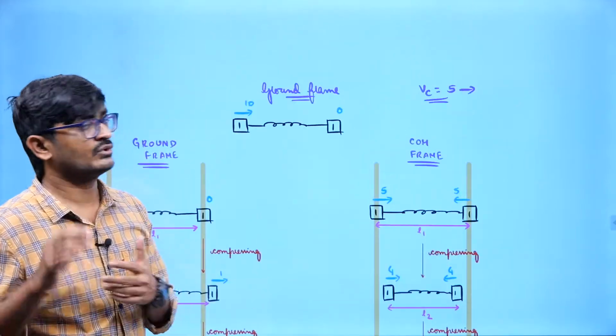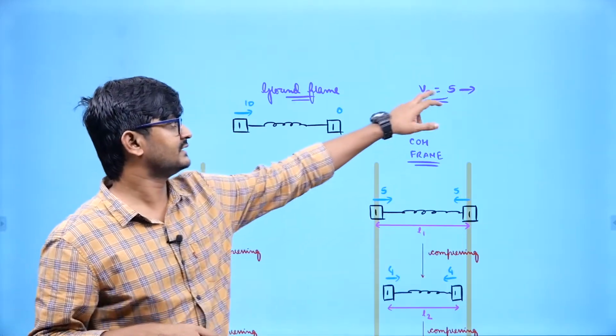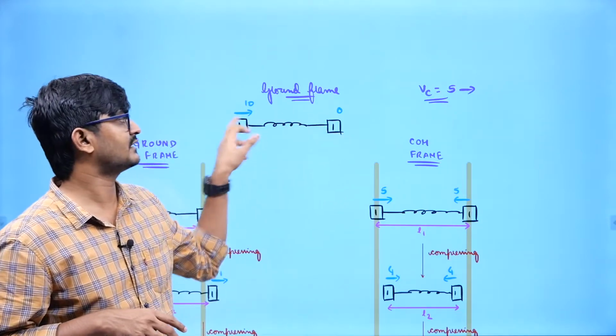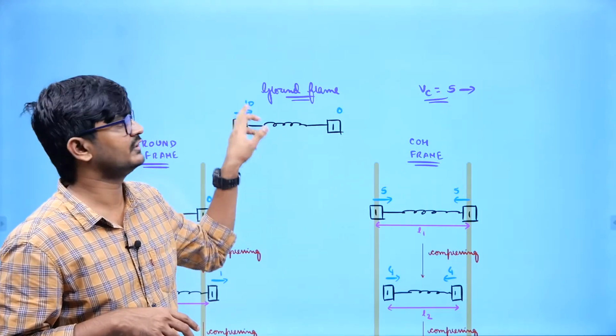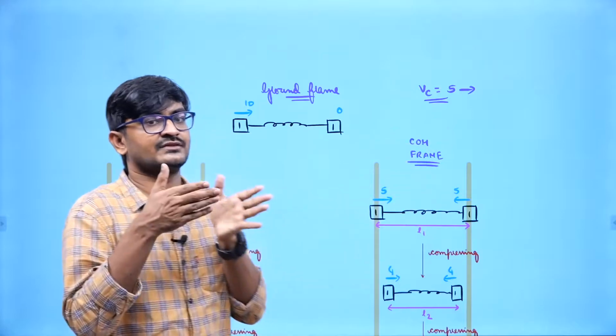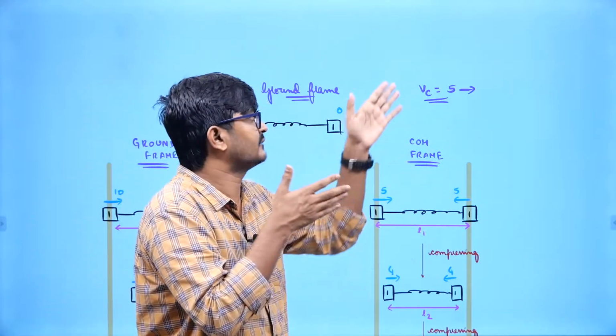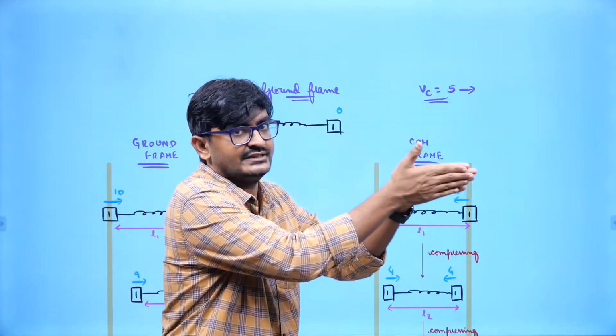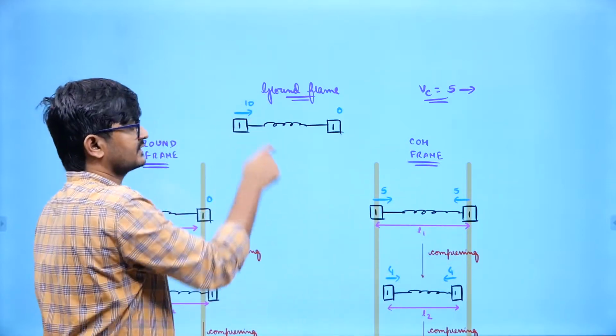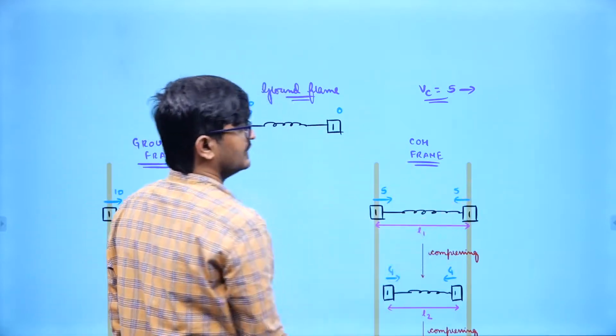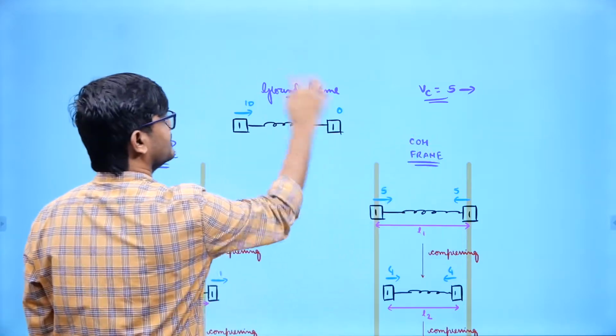Now I will try to look at the same thing from another frame, which is the center of mass frame. So what is the velocity of center of mass? Velocity of center of mass is (m1 v1 plus m2 v2) by 2, which is 5. So the velocity of center of mass is 5 in this direction. When I observe from a frame which is moving with speed 5 in this direction, I will feel this velocity is 5 and this velocity is 5. Now when I observe from the center of mass frame, the same thing looks like this.